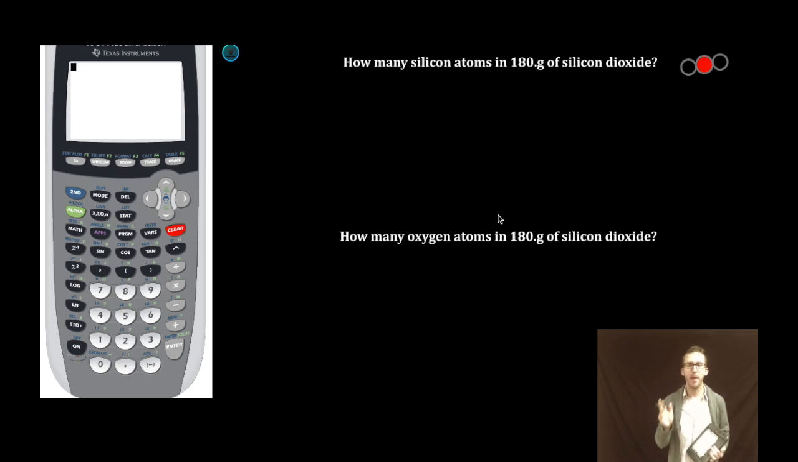Okay, this last one, a bit of a doozy. Kind of a two-parter here. We're going to look at the number of silicon atoms in 180 grams of silicon dioxide and the number of oxygen atoms in 180 grams of silicon dioxide.